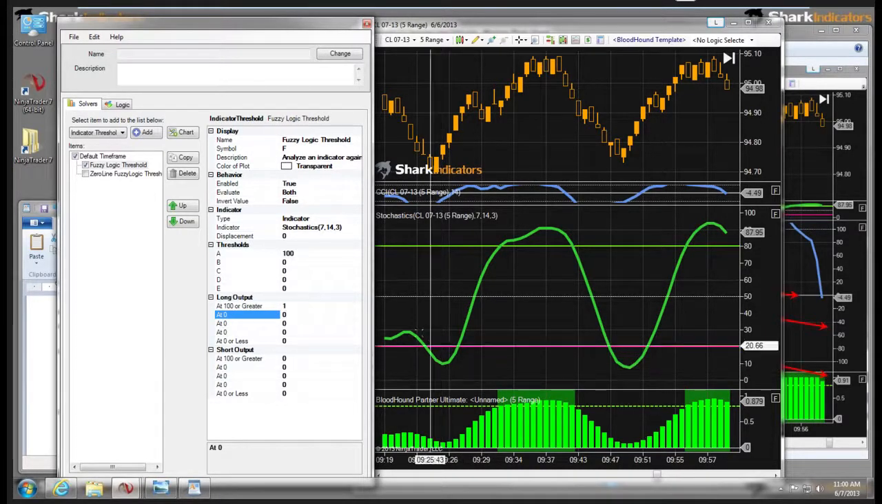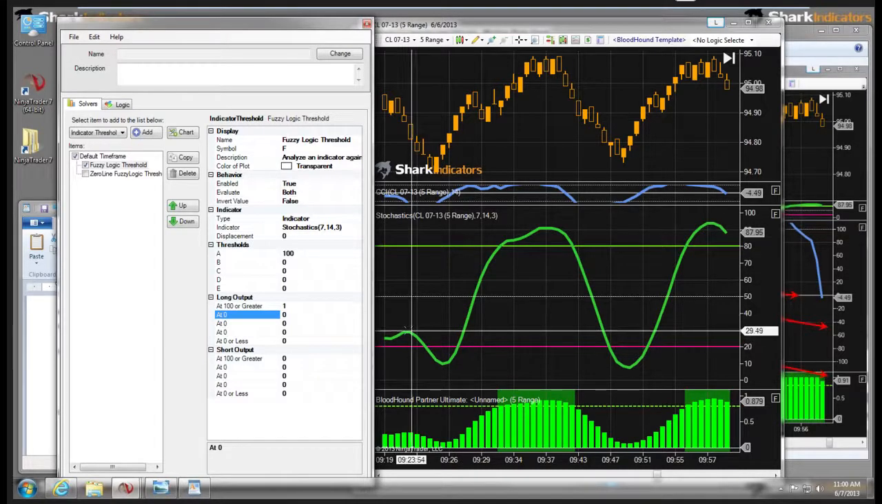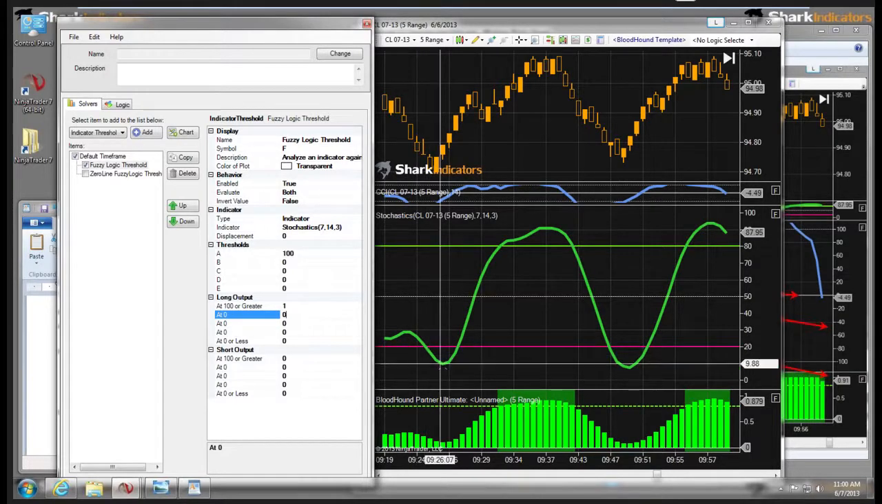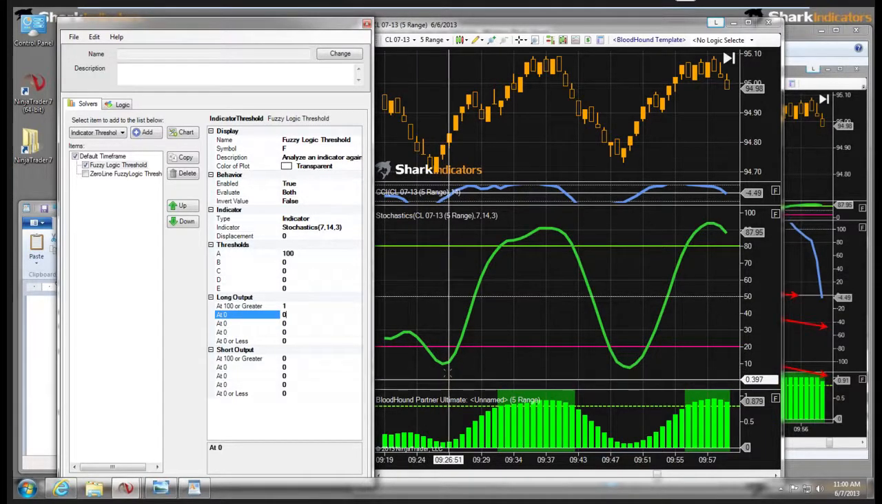And as you would expect, BloodHound's output is just going to match the stochastic indicator. The closer the stochastic indicator gets to 0, the closer the output is going to get to 0, because basically our threshold of 0 and our output at 0 is 0.